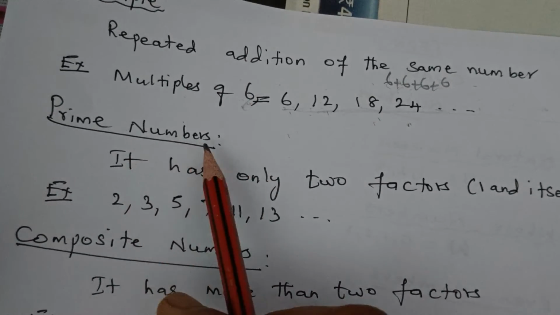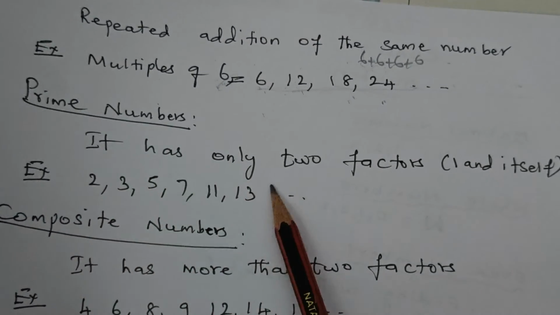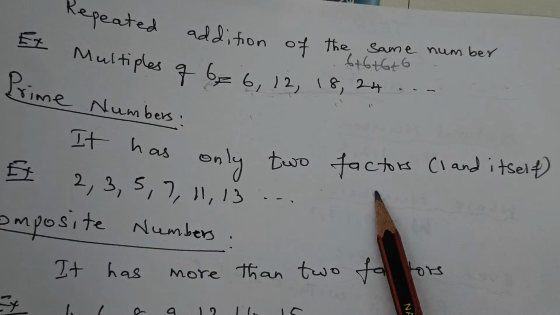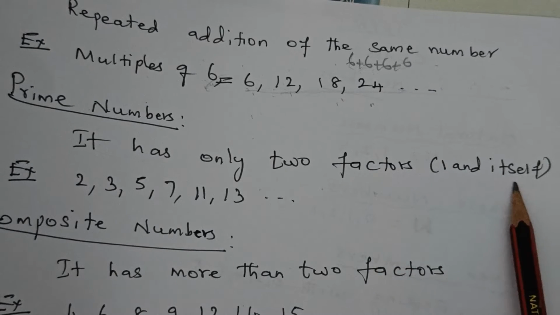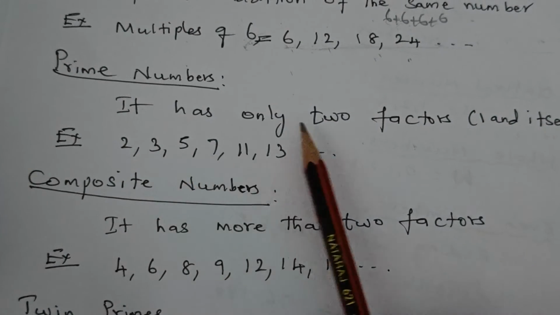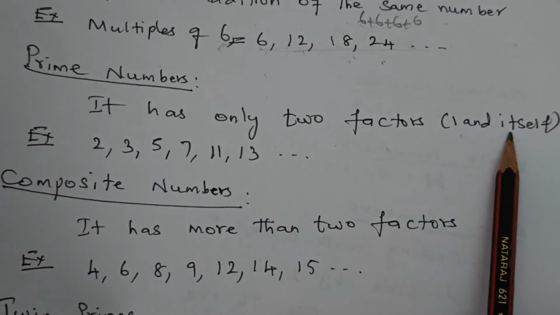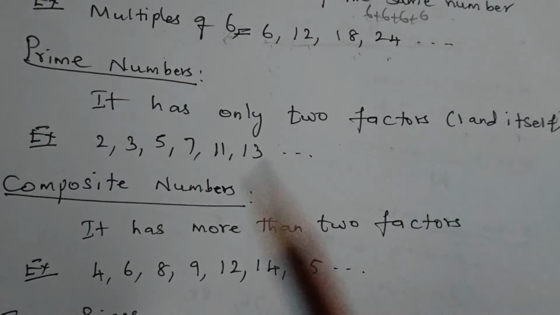Next comes prime numbers. What is it? It has only two factors. Which are those two factors? 1 and itself, means the number itself. That is, the number is divisible only by 1 and the same number. It will not come in any other table. It comes only in one table and the same table.